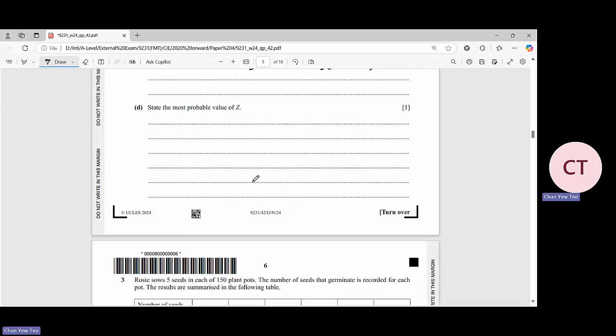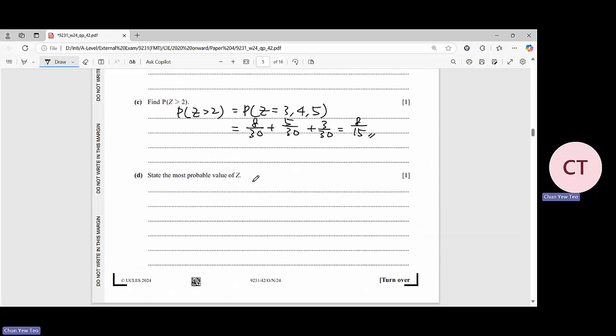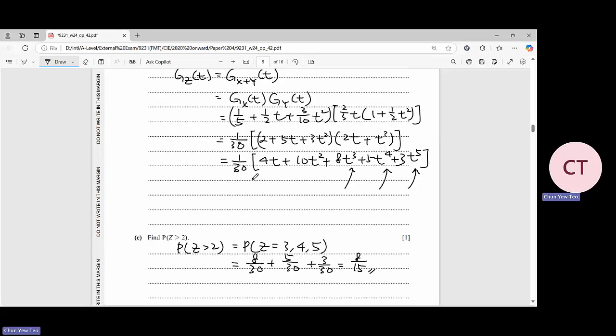Now we want to move on to D. State the most probable value of Z. The most probable value of Z will be the one with the highest probability or highest frequency, or you can say the highest coefficient of t. So this one is t squared. The highest frequency is 10 over 30. So what is the variable that gives you 10 over 30? The answer is t to the power 2. So Z is equal to 2.